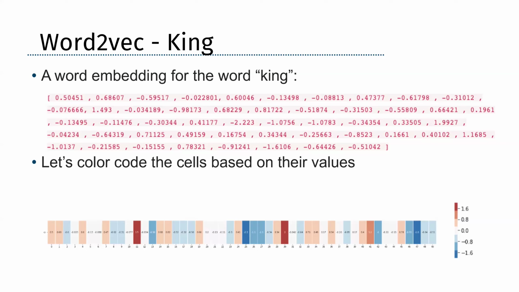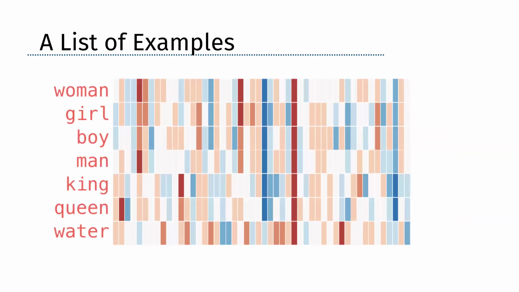To make this easier to understand, we can color code these values, as shown at the bottom. The colors represent the magnitude of the values: reds for higher positive numbers and blues for lower negative ones. Let's expand that idea to a whole list of examples. Here you can see the word embeddings for different words like woman, man, king, and queen, displayed as colored blocks. Each row represents a word, and each column shows a dimension of its vector. Notice how the colors vary across words.